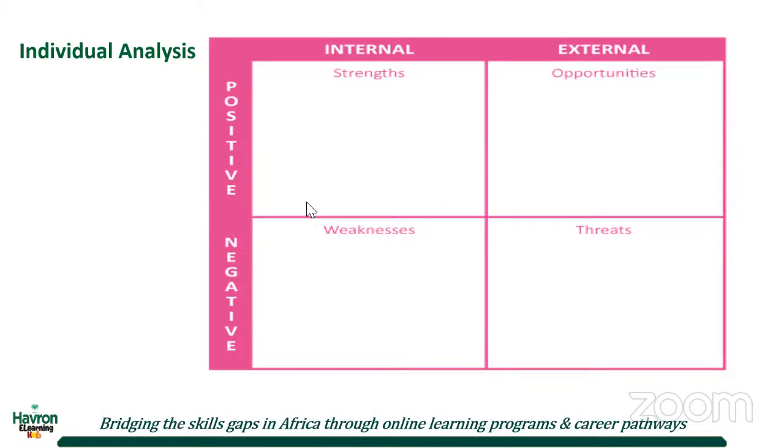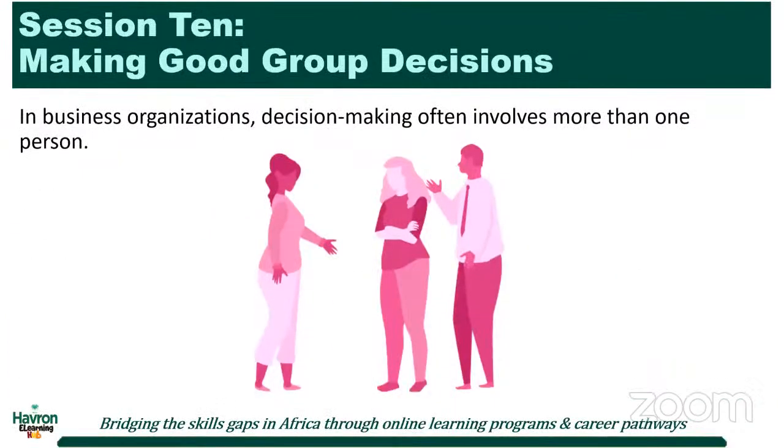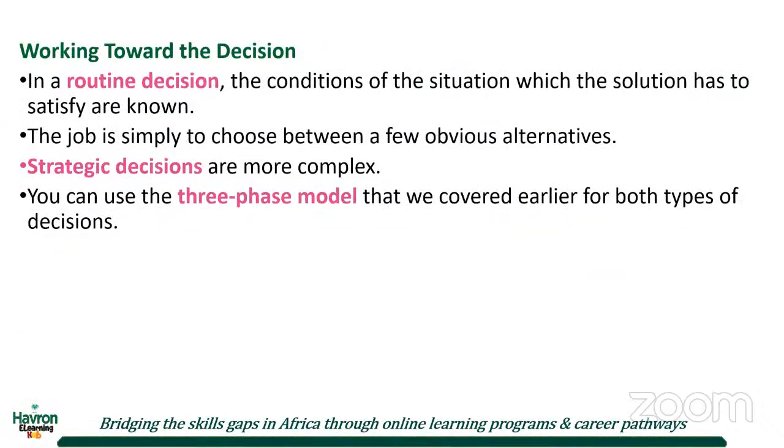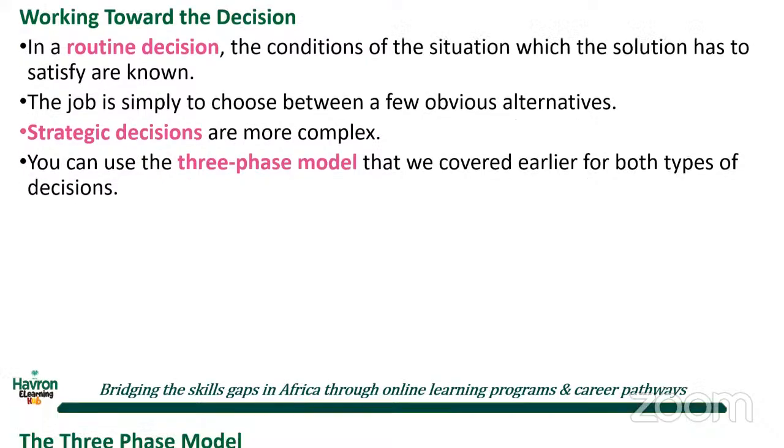Now, making group decisions. In business organizations, decision-making often involves more than one person. So as we know this, in this section you will learn about some things that are essential for team problem solving. Other decision-making tools are also explored here. So now, working towards the decision. Next slide, please. Working towards the decision.